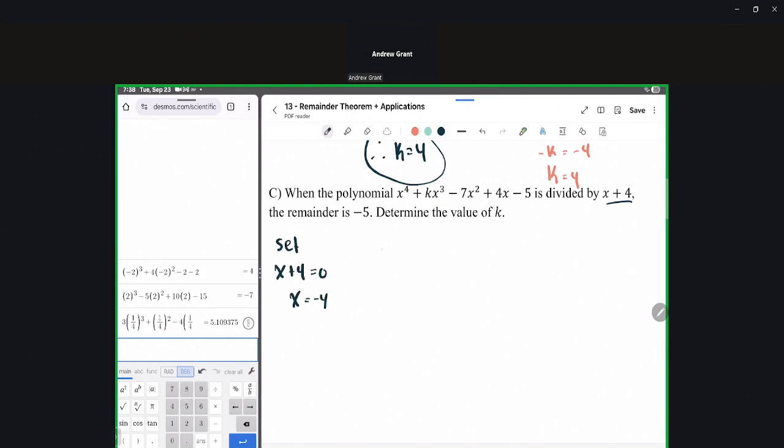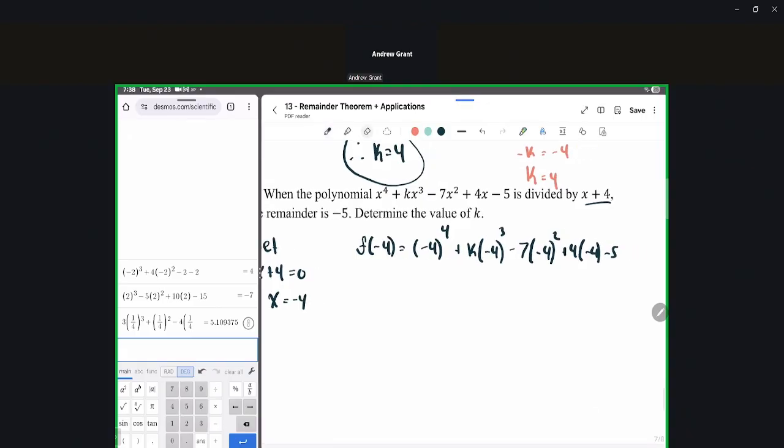And so f of negative 4 will be equal to, these are big numbers, but we're going to figure it out. Negative 4 to the power of 4 plus k times negative 4 to the power of 3 minus 7 times negative 4 to the power of 2 plus 4 times negative 4 minus 5. And this is supposed to all be equal to the remainder, which is negative 5.